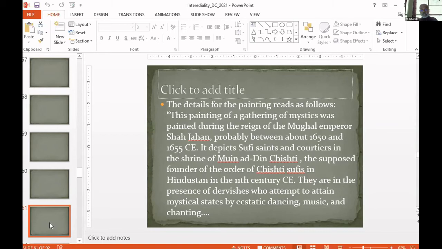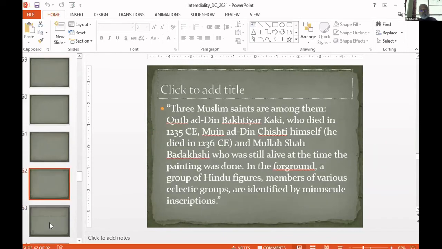They are in the presence of dervishes who attempt to attain mystical states by ecstatic dancing, music, and chanting. Three Muslim saints are among them: Qutubuddin Bhaktiyar Kaki, who died in 1235, Moinuddin Chisti himself, who died in 1236, and Mullah Shah Badakhshi, who was still alive at the time of the execution of the painting. This is two centuries after. In the foreground, a group of Hindu figures, members of various eclectic groups, are identified by minuscule inscriptions.